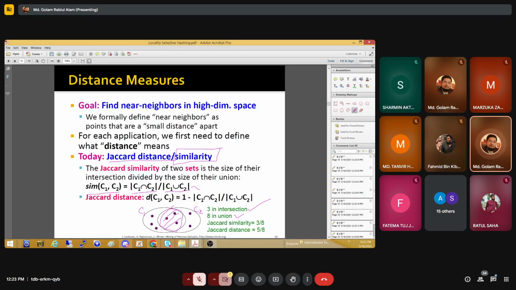Now the Jaccard similarity will be the intersection by union. Okay, so intersection is 3 elements, and union is 8. So this is called the Jaccard similarity, 3 by 8. And then what will be the Jaccard distance? It is 1 minus the similarity. Okay, 1 minus the similarity. It is 1 minus 3 by 8, that is 5 by 8. So this is the Jaccard distance.